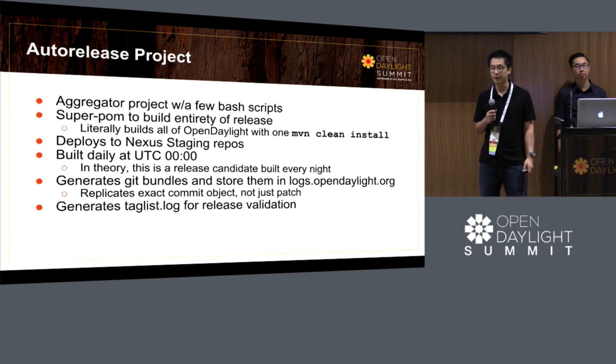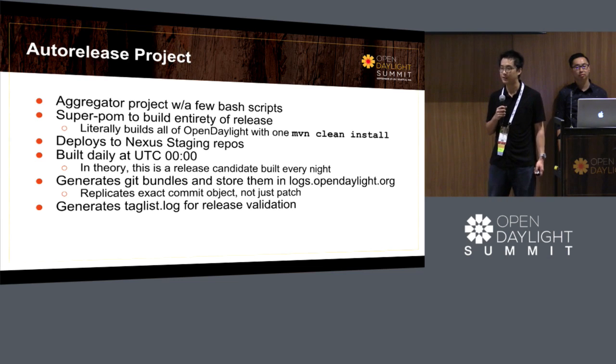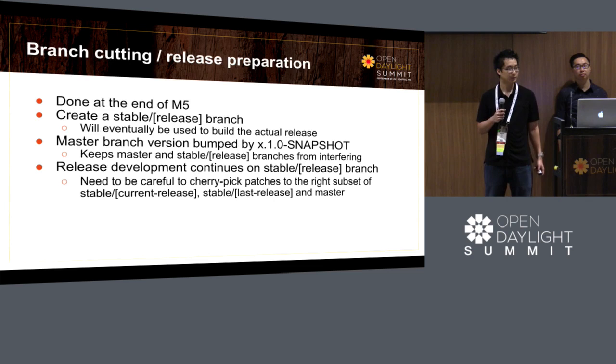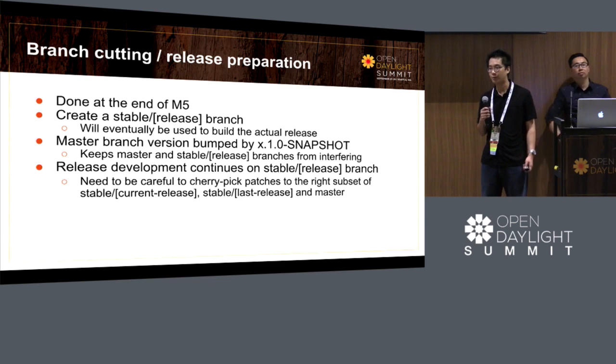And we also generate a taglist.log file, which we use to validate and make sure that whatever Jenkins produced is actually what we're pushing.